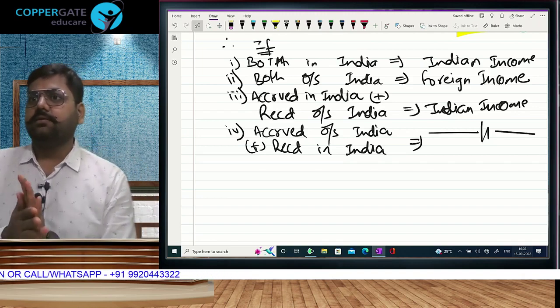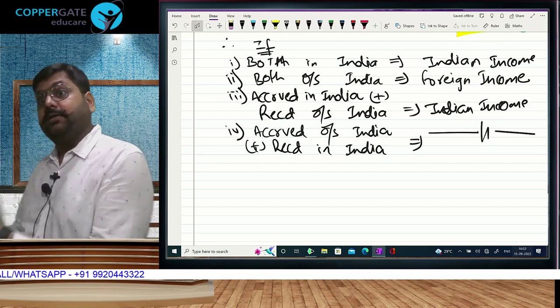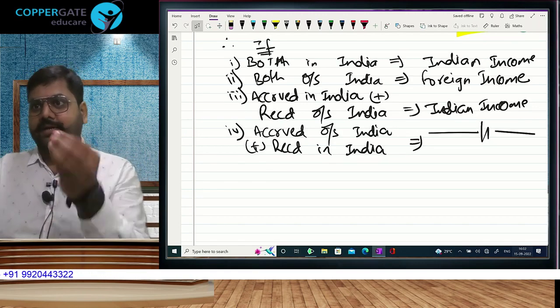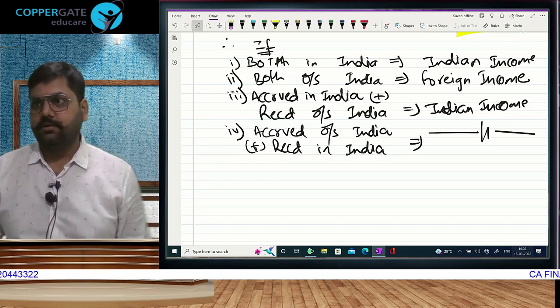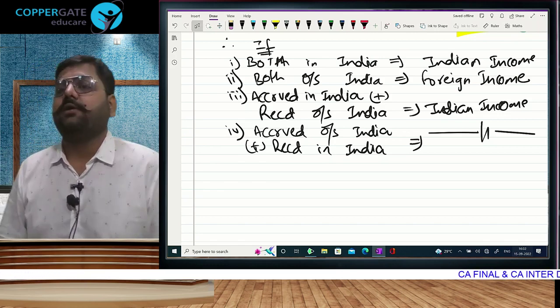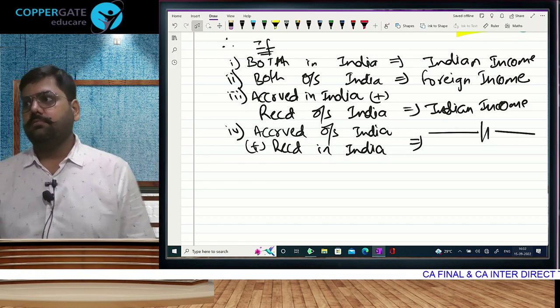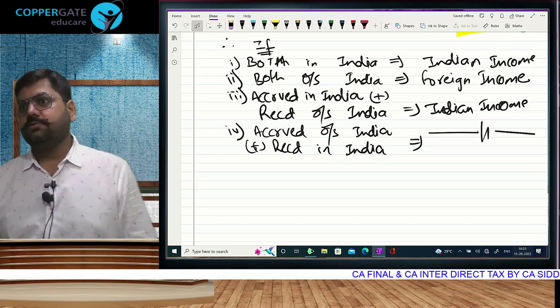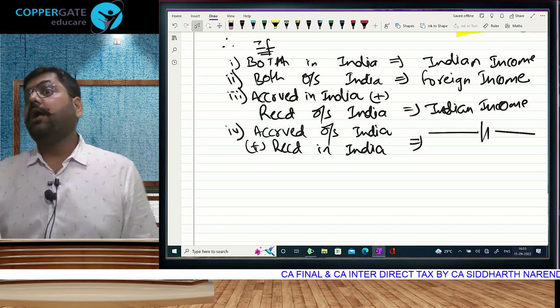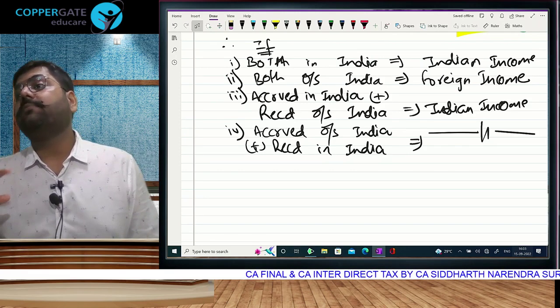Is he a resident? No. Sometimes it happens that he ends up spending 2 days in the country, so then he will become a resident. But practically speaking, non-resident. Now if he is a non-resident, the only way to tax a non-resident in India is that it will be Indian income. And for Indian income, 2 conditions: accrued in India, received in India. And you fulfill any one of them or both of them.